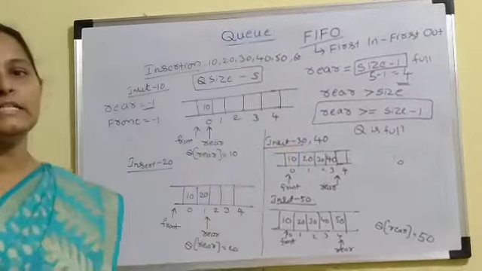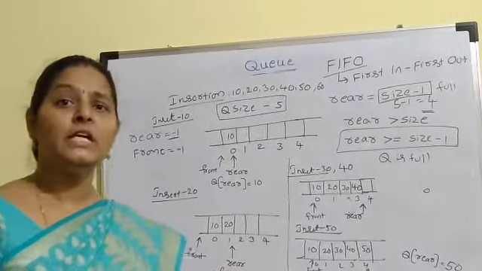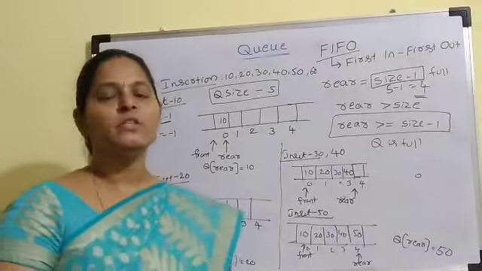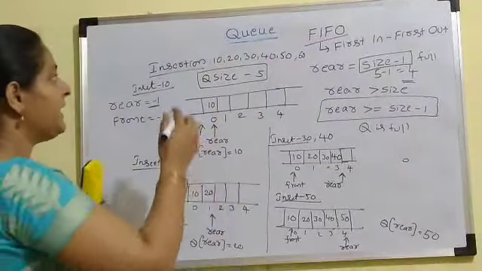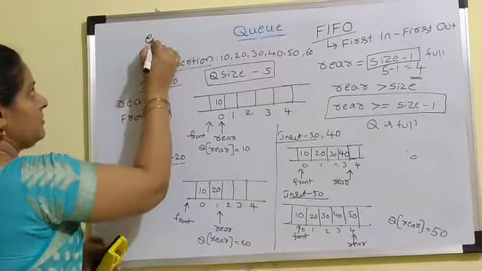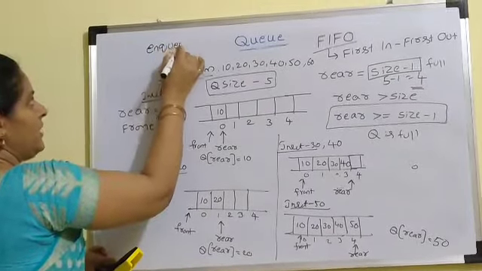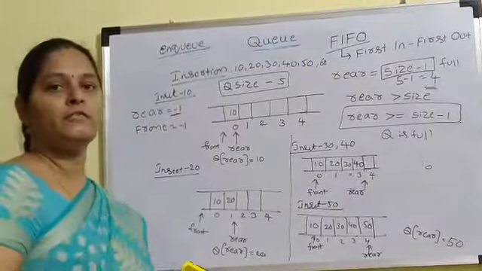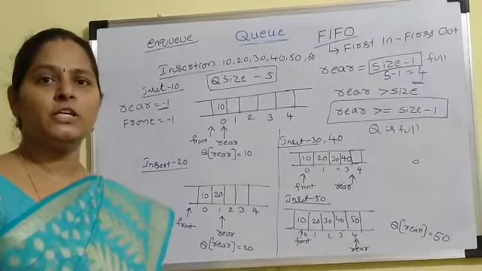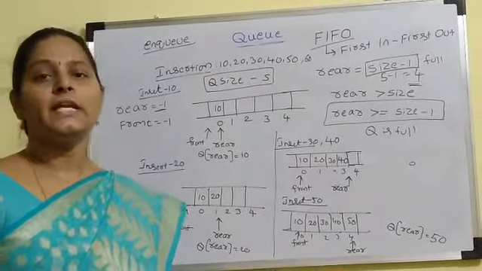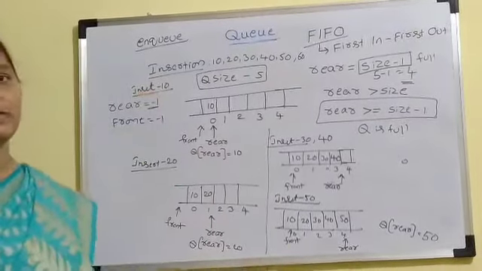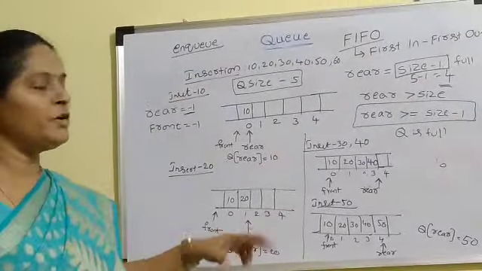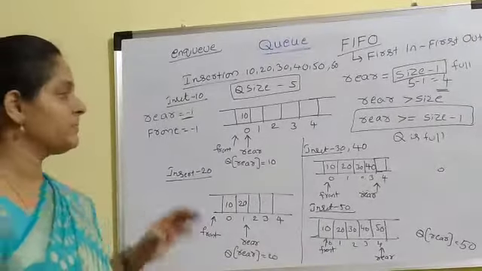So these are the 3 steps we need to follow while performing the insertion operation in a queue. The insertion operation of the queue is also called the NQ operation. In case of stacks, we call the insertion operation the push operation. In case of a queue, we call the insertion operation the NQ operation. This is the way of inserting the elements.